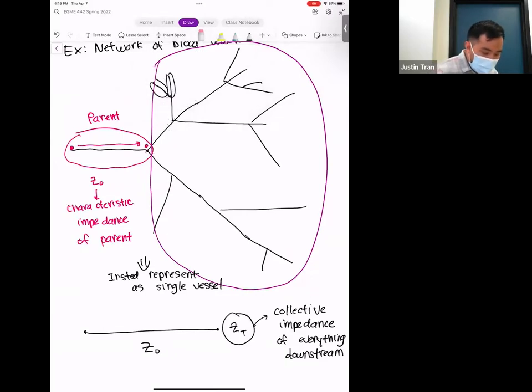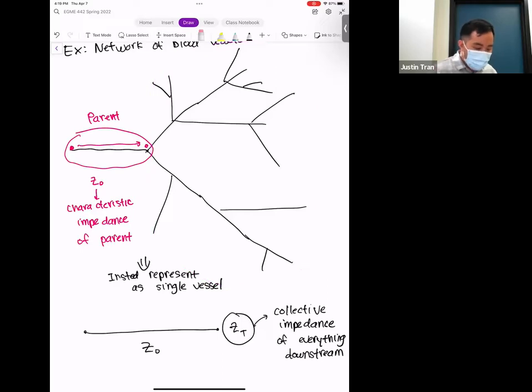Okay, so that's one way that we can use these ideas of impedance to simplify our work. But this also goes in other directions as well. So let me go ahead and erase those circles. I'm going to use some different colors here.